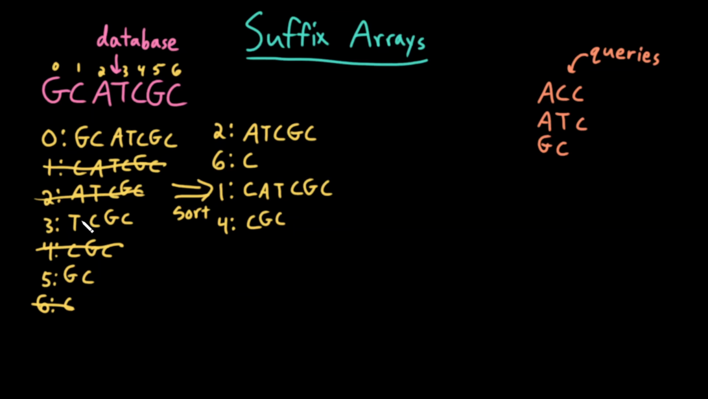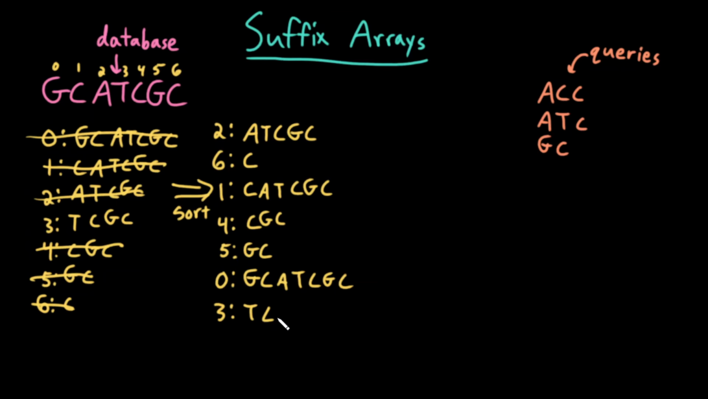Now I have G and T, so G is smaller. GC, GCA, this one is smaller. So then GC. Now this suffix, GCATCGC. Okay. Now TCGC is my last one. This is index 3. So TCGC. Okay. So now I have my sorted suffixes.